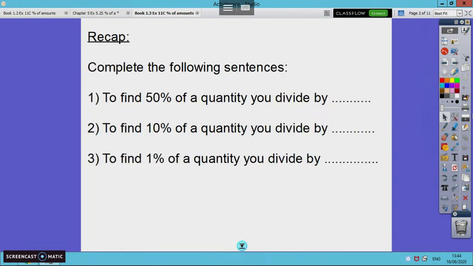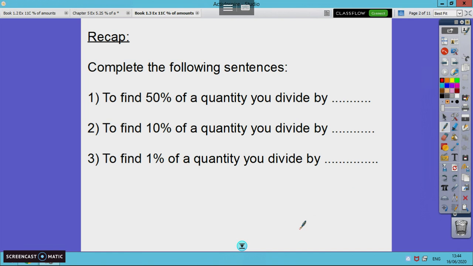Okay, so here's something to recap. I want you to write these down in your books, please. These sentences are a recap from last lesson. So we've got to complete the following sentences. To find 50% of a quantity or an amount, you divide by what? To find 10% of a quantity, you divide by something. And then to find 1% of a quantity, you divide by something else. So let's fill these in.